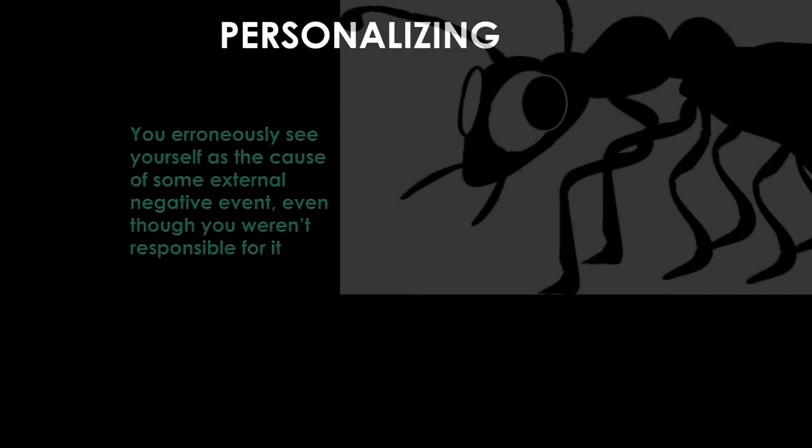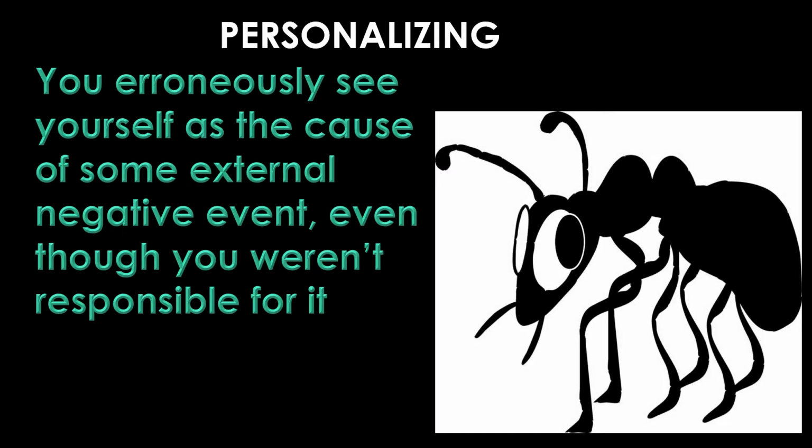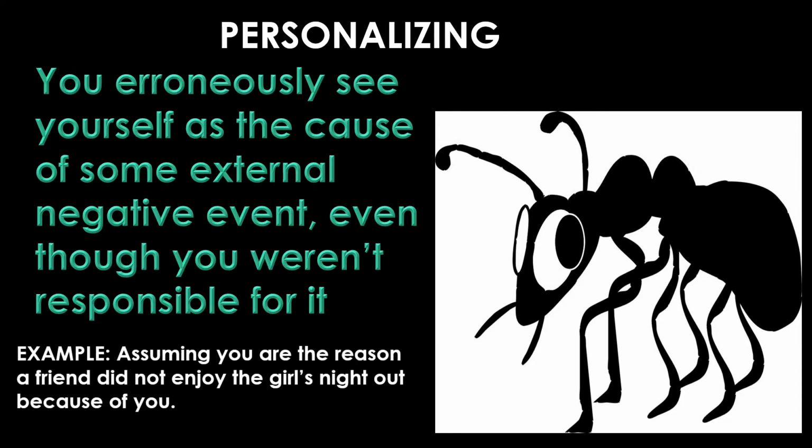This ant is into personalizing. You erroneously see yourself as the cause of some external negative event, even though you weren't responsible for it. An example here is assuming you were the reason a friend did not enjoy the girls' night out because of you.